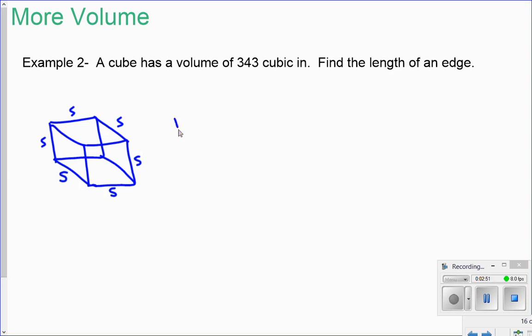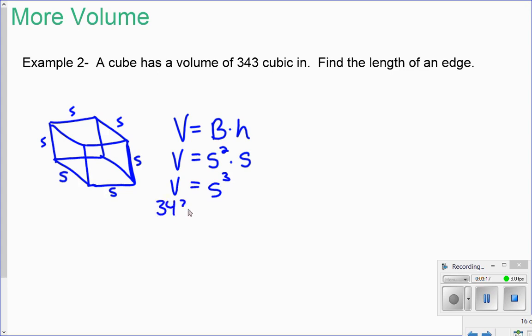So we know that for volume, we take the area of the base times the height. Well, the area of the base, that's just the area of the square. So that's S squared, or S times S, times the height of the prism, which is this S here. So that's another S. So that gives us S cubed is equal to the volume. Well, I'll substitute the volume in. 343 is equal to S cubed.